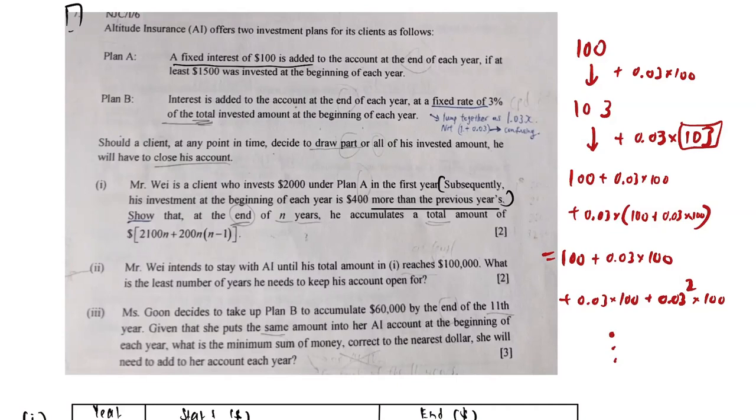Mr. Wei is a client who invests $2,000 under Plan A in the first year. Subsequently, his investment at the beginning of each year is $400 more than the previous year's. Show that at the end of n years, he accumulates a total amount of this expression.